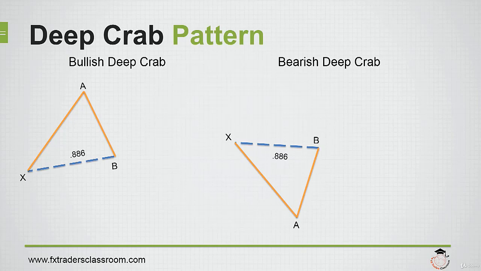The B point is what really separates the deep crab from the crab pattern. We are looking for an 886 retracement. In fact, the deep crab pattern usually possesses a B point that is beyond the 886 level, but it does not violate the initial X point. So we have to at least touch the 886, and we can actually go a little bit beyond it, but we cannot violate the X point.